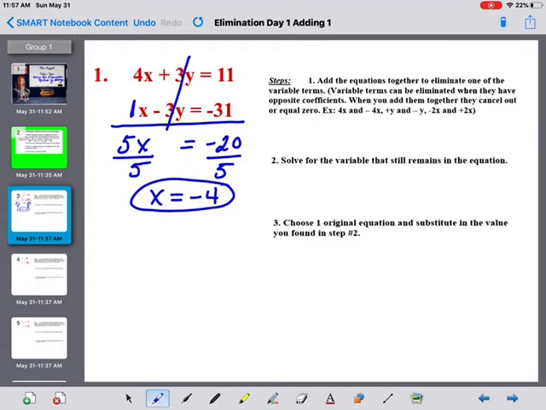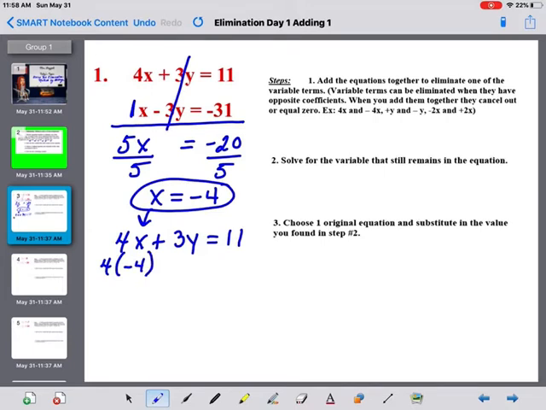Choose one original equation and substitute in the value you found in step number 2. It doesn't matter whether you choose 4x plus 3y equals 11 or x minus 3y equals negative 31. It doesn't matter, you'll get the same answer either way. I personally would choose the top equation because there are no negatives. I always know with negatives, I'm bound to possibly make an error somewhere. So I'm going to just take this first equation, 4x plus 3y equals 11, and I'm going to substitute in the negative 4 that I got for x.